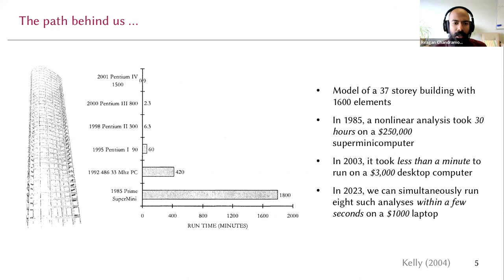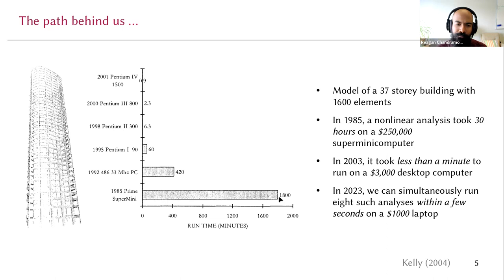Here he shows a schematic of a model of a 37-story building that was developed in the 1980s. That model contains about 1,600 elements. In the grand scheme of things, today that is not considered a big model, but back in the 1980s, that was a humongous model. In 1985, conducting a nonlinear analysis on that structural model took about 30 hours on a super mini computer that cost $250,000. You can see in that bar graph at the bottom, it took 1,800 minutes, 30 hours.